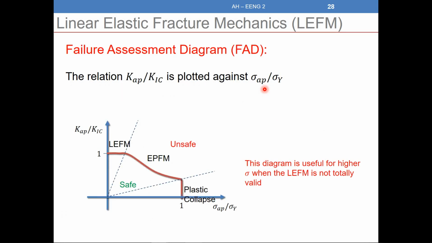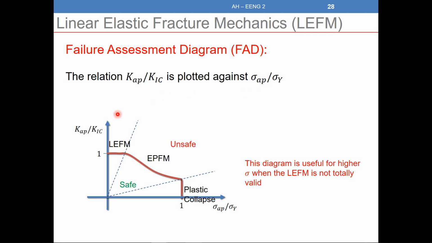Finally, this is what we call the failure assessment diagram. The failure assessment diagram is a diagram that is used to combine the two types of failure that we had in this lecture and the previous lecture. In the previous lecture, we studied the yield, when we said that the stress should always be lower than the yield strength in order to prevent, for a simple tensile test, plastic deformation. Then we studied the yield criteria, the von Mises and the Tresca criteria.